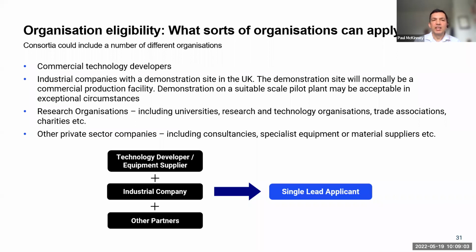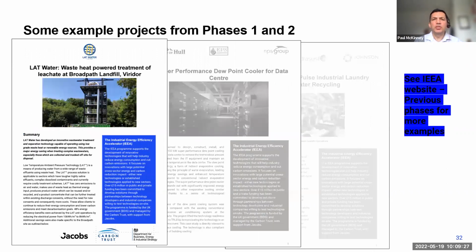And as I said earlier, key to this is that there's a demonstration site in the UK at an industrial facility, or at the very least one that replicates an industrial facility and can be rolled out at other industrial facilities. I'm just going to move on to the next slides. Really, I just wanted to bring to life the types of projects that can be supported.